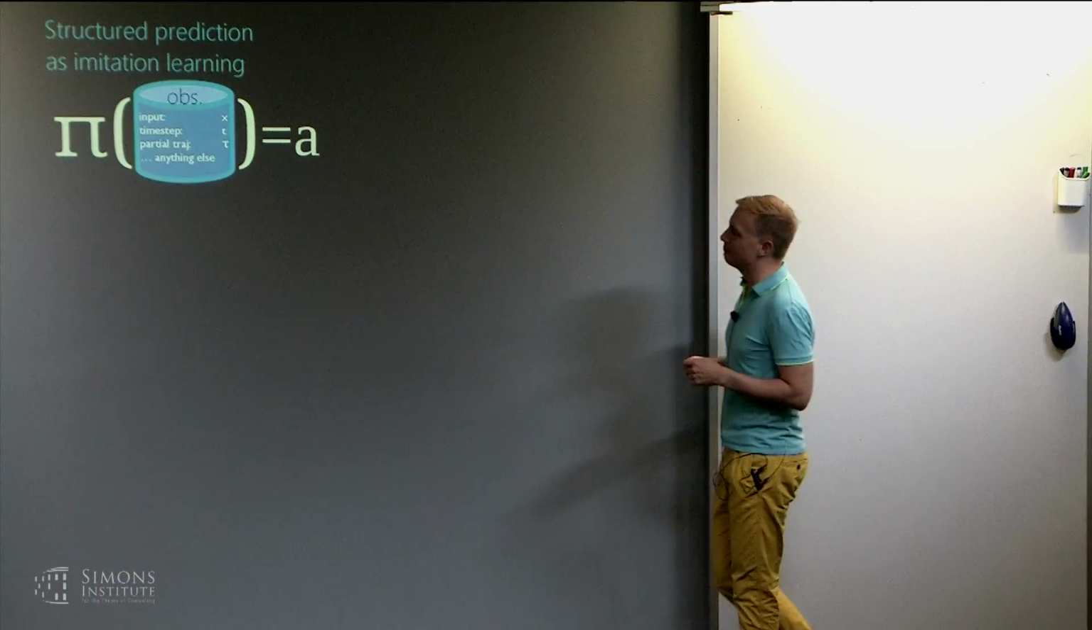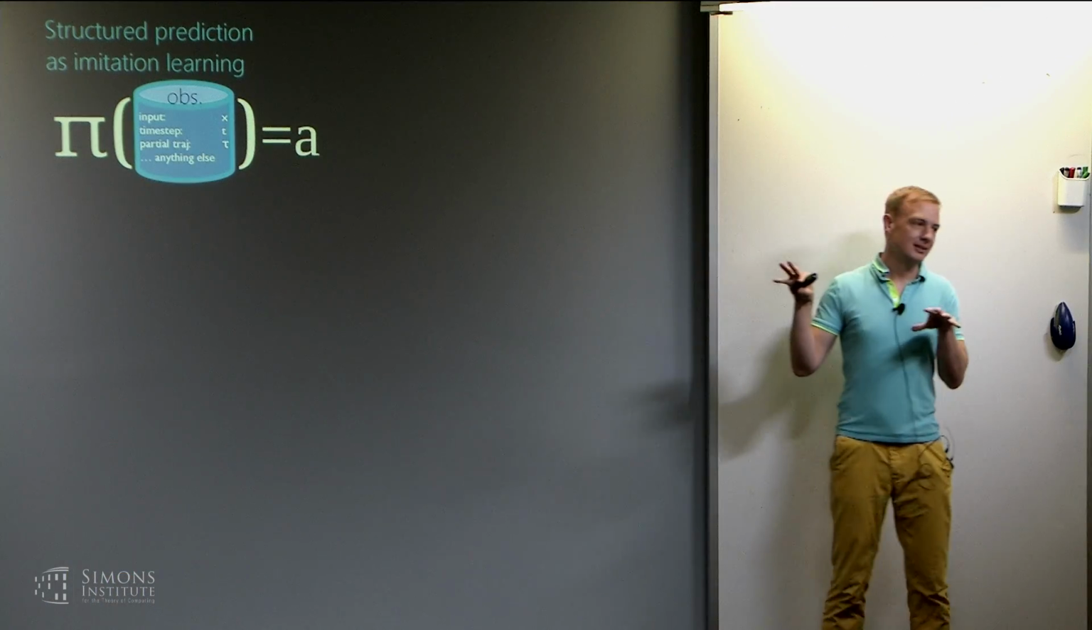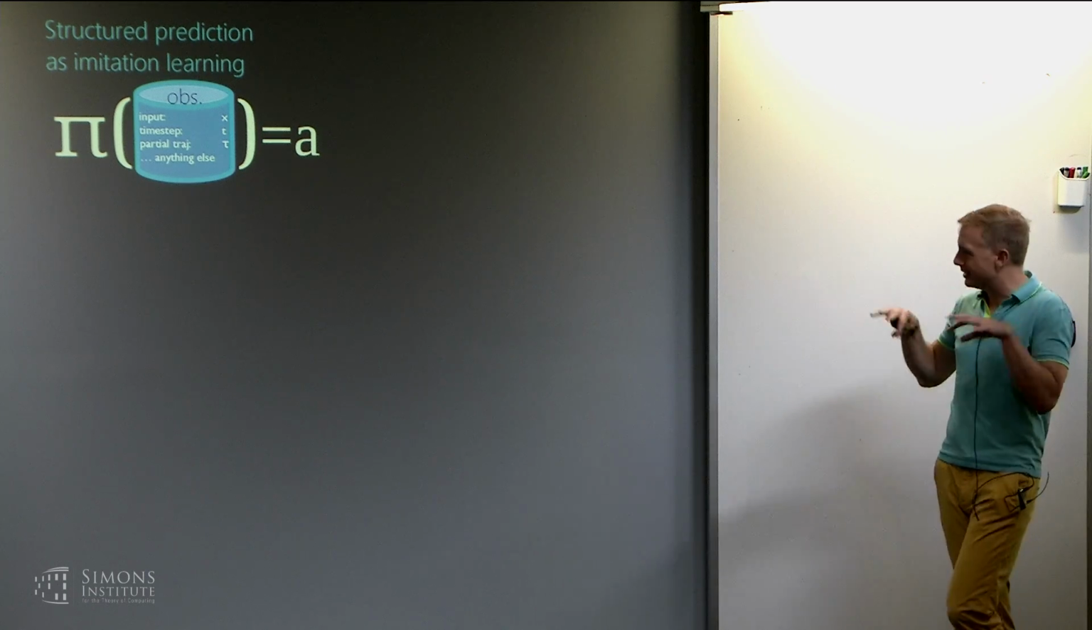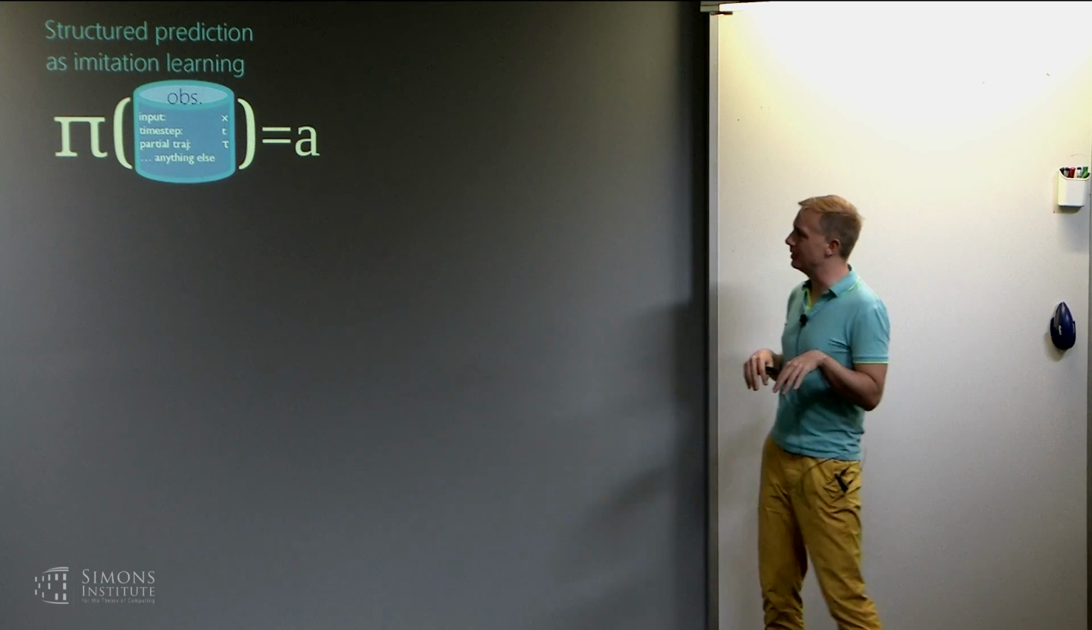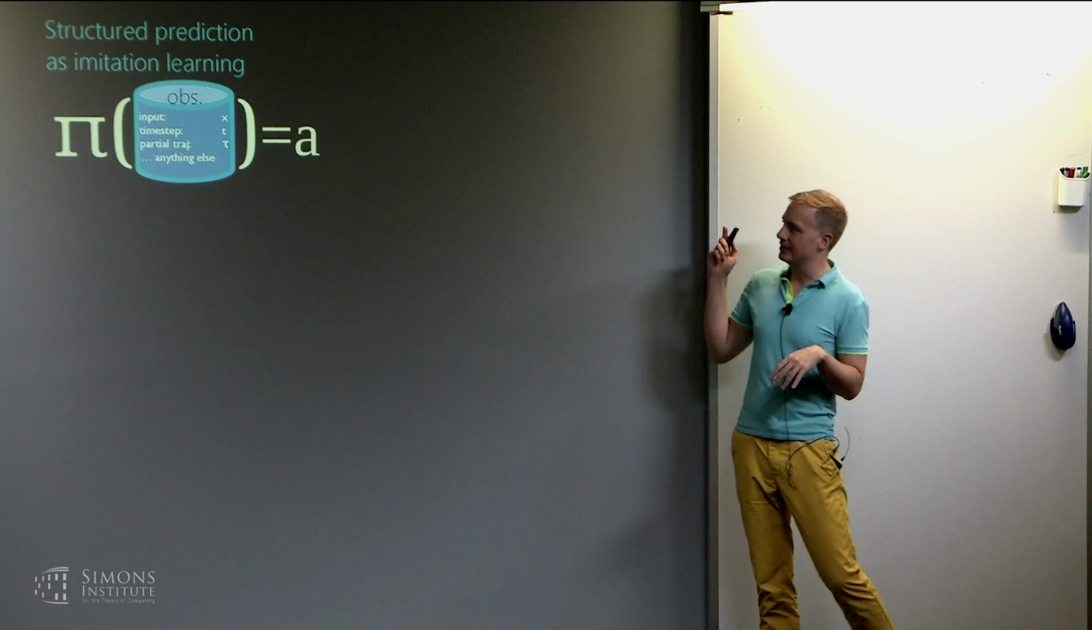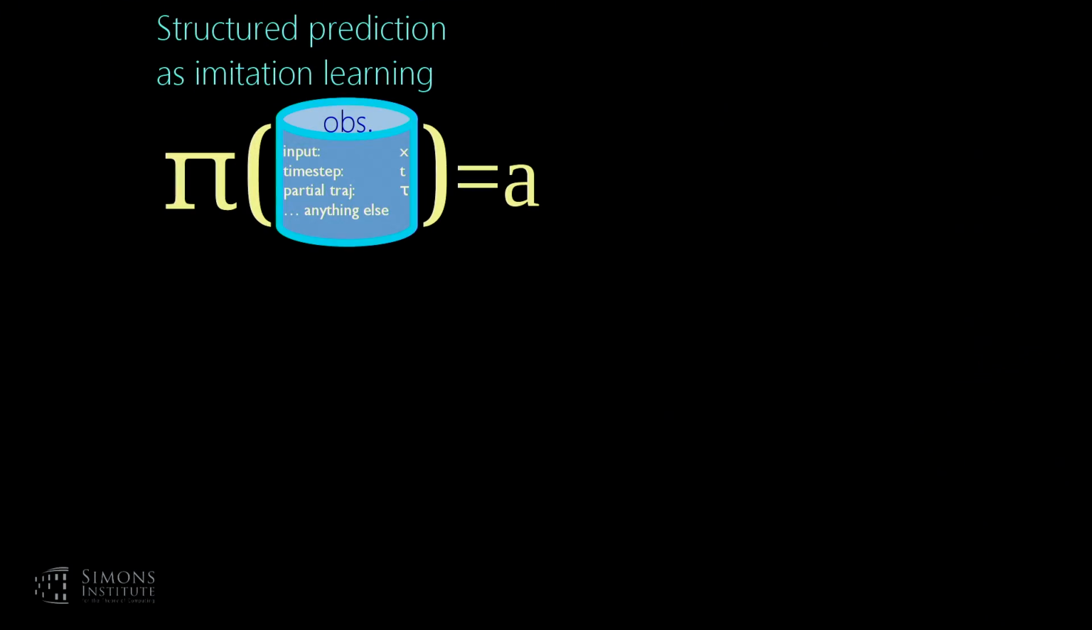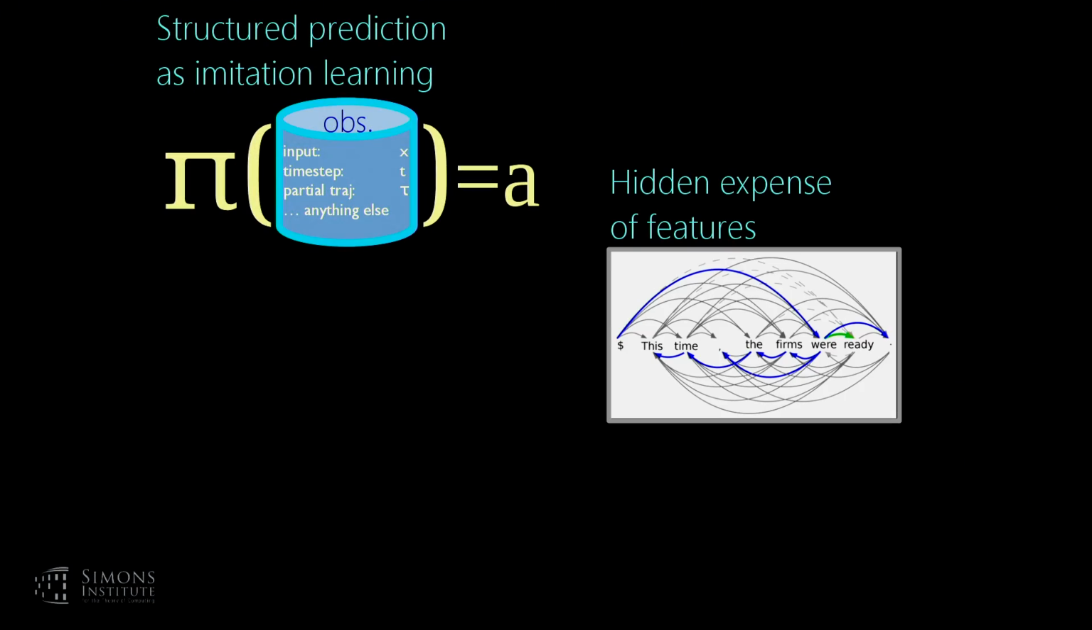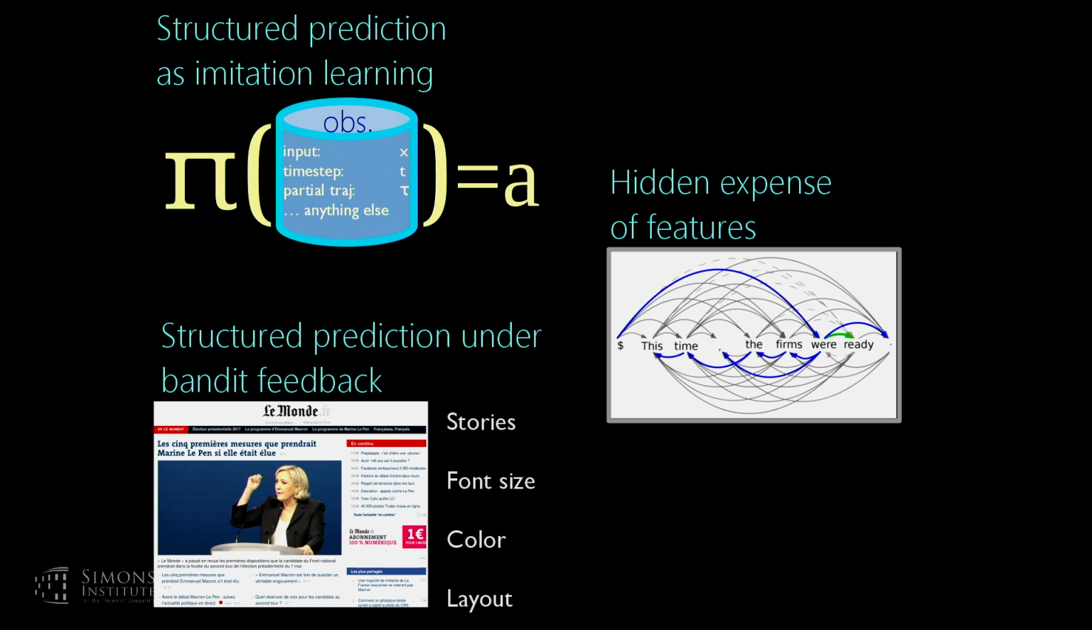So I'm going to talk basically about 3 related but not super interconnected problems. The first thing I'll talk about is that structured prediction is imitation learning, which is going to set the framework to talk about this hidden expense of features. And then finally I'll talk about learning under bandit feedback. So that's the structure. You should interrupt me at any time if something's not clear.